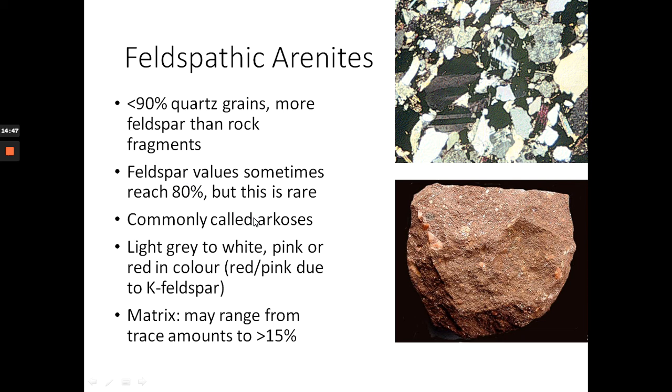Right? Feldspar values sometimes reach 80%, but this is rare. In terms of color, it varies from light gray to white, pink, or even red. You can have matrix inside your feldspathic arenites, which may range from trace amounts to more than 15%. Okay, so lots of variation in the matrix content of your feldspathic arenites.